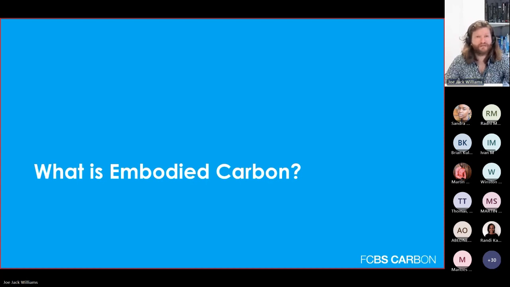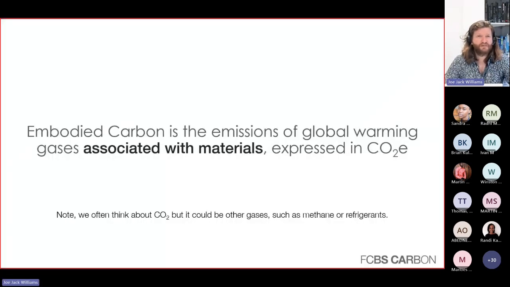So what is embodied carbon? Really it's the gases associated with material. It's not just the CO2 or carbon that's in a material, but it's about the processes that come with making a material.